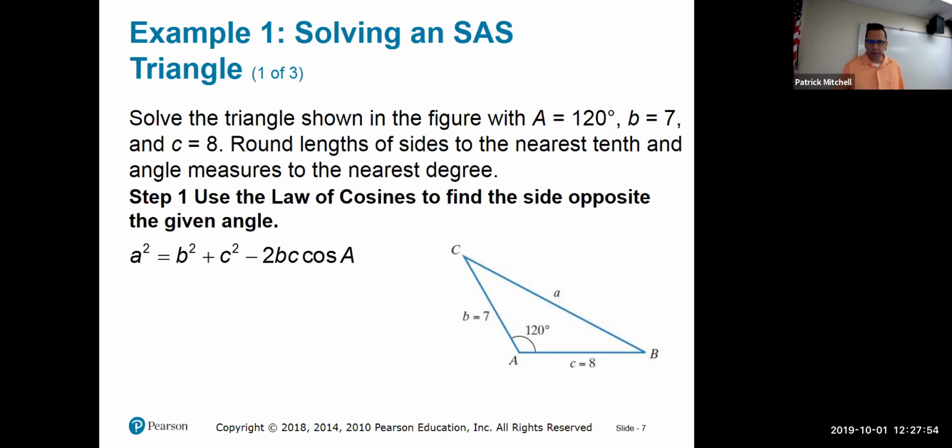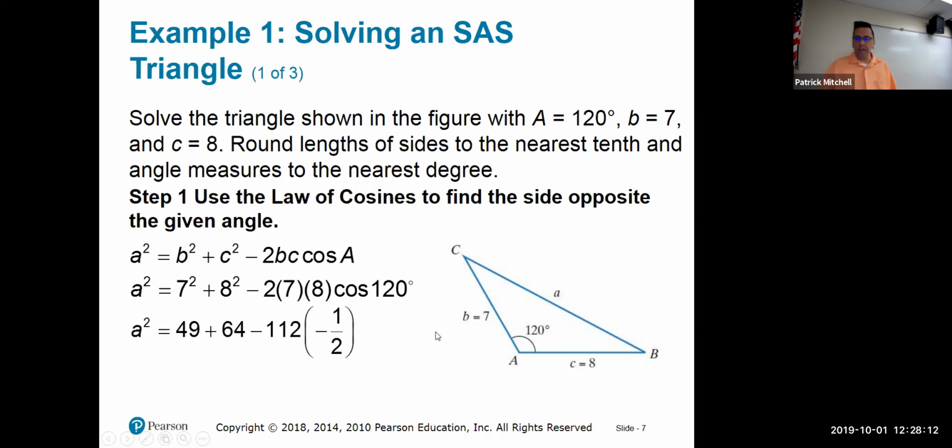Okay, so what do we have? We have B, we have C, and we have angle A. So we'll go ahead and plug all of that in. A squared is equal to 7 squared plus 8 squared minus 2 times 7 times 8 times the cosine of 120 degrees. All right, the cosine of 120 degrees happens to be exactly -1/2. If you forgot that for a second, it wouldn't really matter. We're not really after exact values in this section.